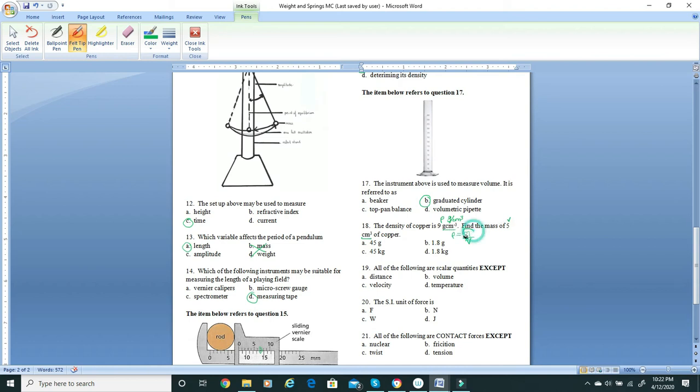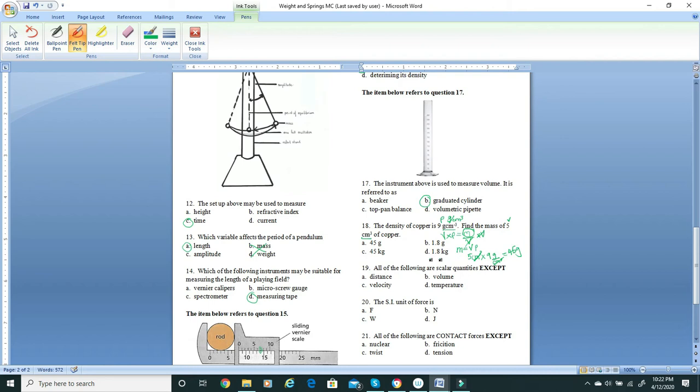It says you want the mass. So to solve for m, you just transpose. This is why mass is very important in physics. You transpose, so now you know that mass will be equal to volume times density. The volume is 5 centimeters cubed. The density is 9 grams per centimeter cubed. These are going to cancel out to give you 45 grams.